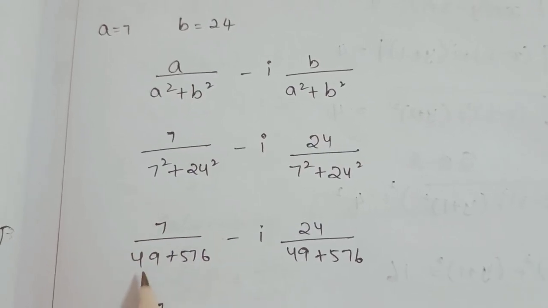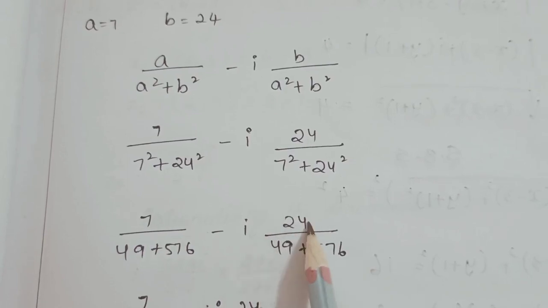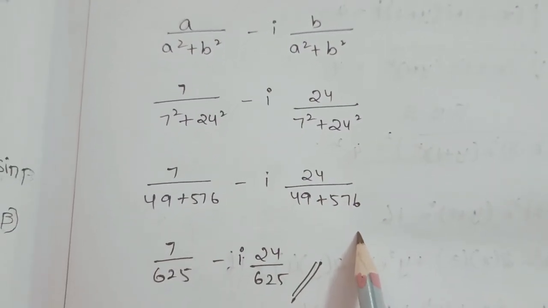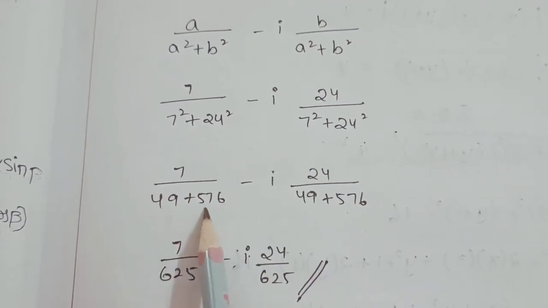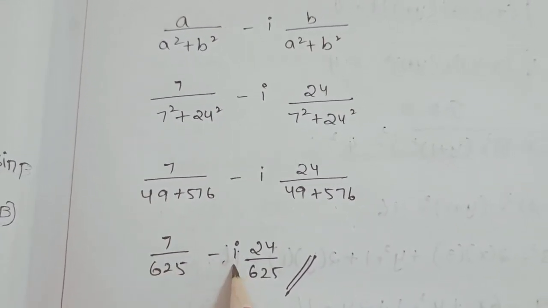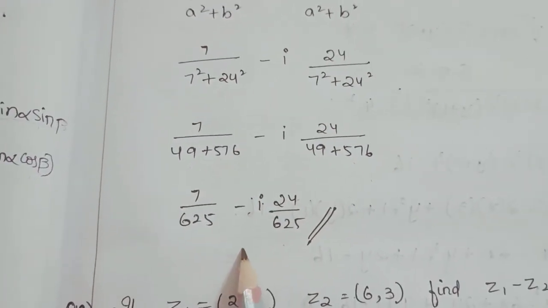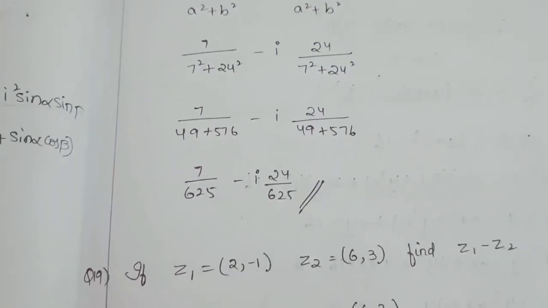7 square is 49, 24 square is 576. Minus i, 24 by 7 square is 49 plus 24 square is 576. Denominators are the same. So 7 by 625 minus i, 24 by 625. This is nothing but the multiplicative inverse of 7 plus 24i.